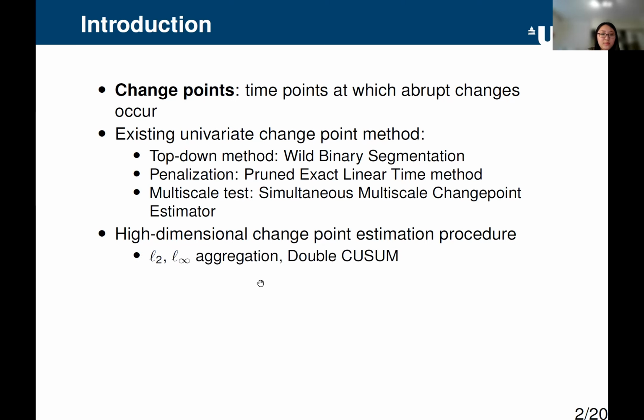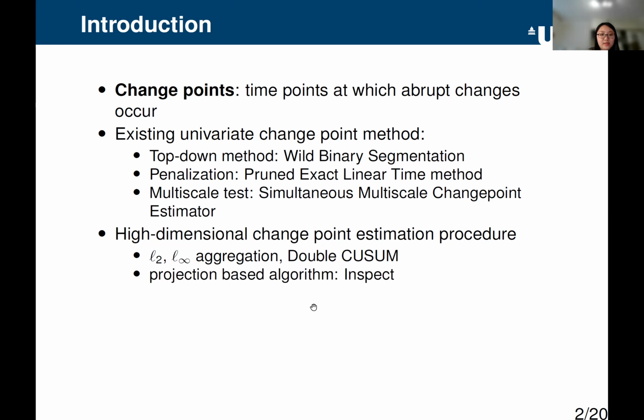Some high-dimensional change point estimation procedures include L2 or L infinity aggregation, which is basically to aggregate the column-wise L2 or L infinity norm of the CUSUM transformation of the data matrix, and the double CUSUM algorithm. After applying the CUSUM transformation to the data matrix, we then apply a second CUSUM transformation to the sorted columns of the CUSUM matrix.